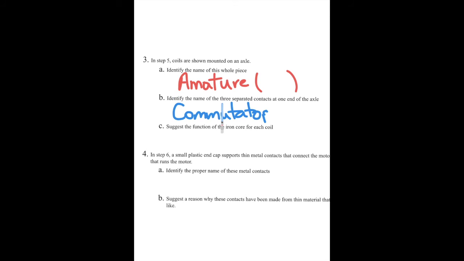So identify the name of the 3 separate contacts at the end of the axle. Well, they can have more than 3. 2 is common, then it's 3, 4, whatever. It's called a commutator, and there's usually an insulating gap between them.